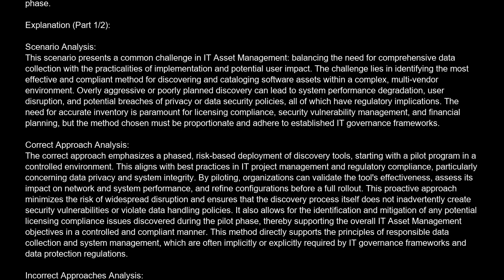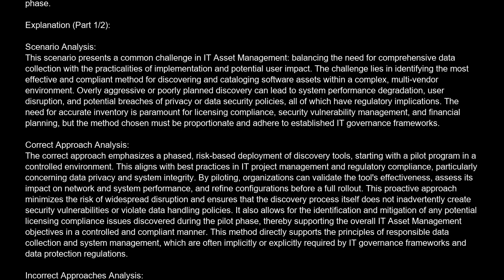This proactive approach minimizes the risk of widespread disruption and ensures that the discovery process itself does not inadvertently create security vulnerabilities or violate data handling policies. It also allows for the identification and mitigation of any potential licensing compliance issues discovered during the pilot phase, thereby supporting the overall IT asset management objectives in a controlled and compliant manner.